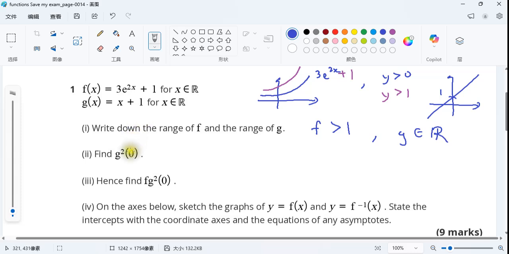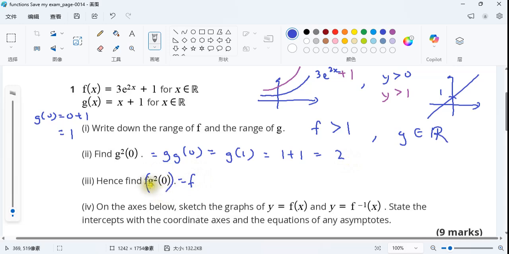Next, we want to find fg(0), which is f(g(0)). So g(0) is what? We know that g(0) is 0 plus 1, which is 1. So it's g(1), then it's 1 plus 1, which is 2. And this will become f of g(0), which is 2, so f of 2.